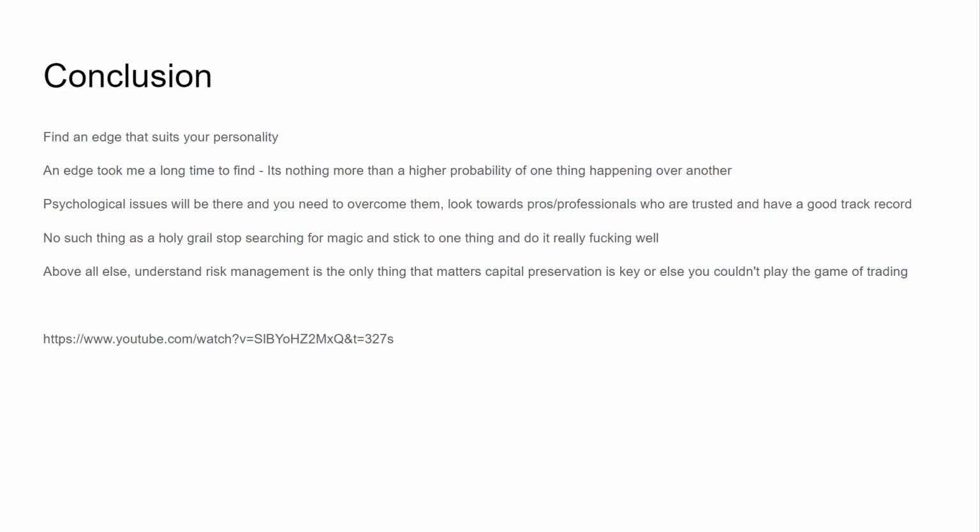Psychological issues will be there, and you need to overcome them. Look towards pros and professionals who are trusted and have a good track record: Mark Douglas, Tom Hougaard. Above all else, understand that risk management is the only thing that matters. Capital preservation is key, or else you'll not be able to play the game. If you blow up, size up, or risk things you can't afford to lose, you can't play the game.